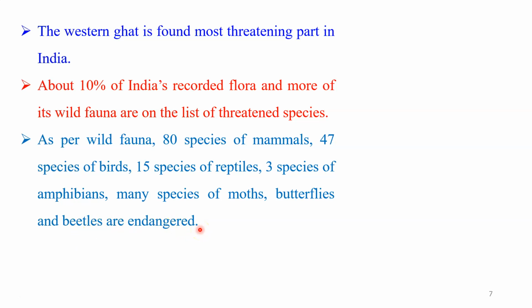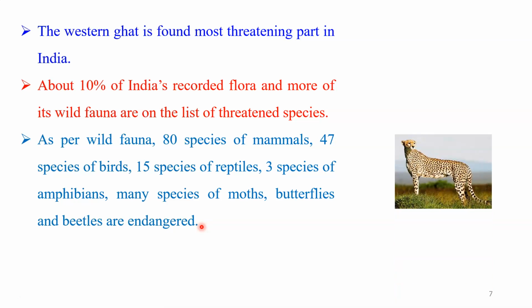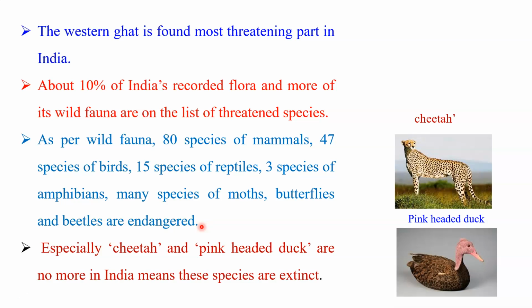Indigenous means what? They are going to disappear within a few years if we do not conserve them properly. So this is also a very important point that we keep in our mind. So dear students, one thing I would like to mention here is that cheetahs and the pink-headed duck are no more in India. It means these species we are not going to see in India.